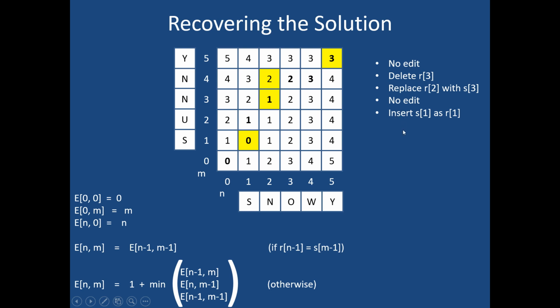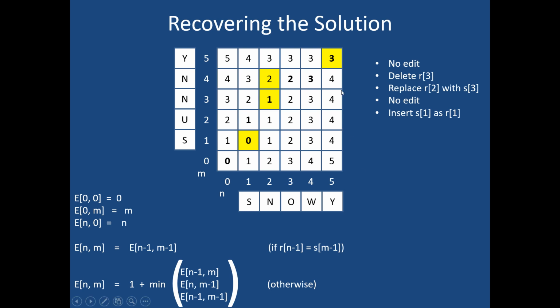Let's try it out. So if we have snowy and sunny, it says delete R3, so 0, 1, 2, 3. So delete the W, that gives you SNOY. Replace R2 with S3, which would make that into an N, and then you'd have SNNY, and then insert S1 at R1. So we take this U and stick it in, and we have SUNNY. So we can reconstruct the decisions we made, figure out the answer.